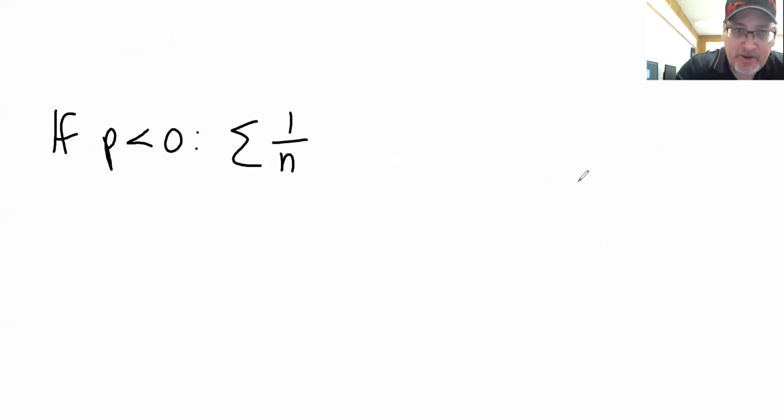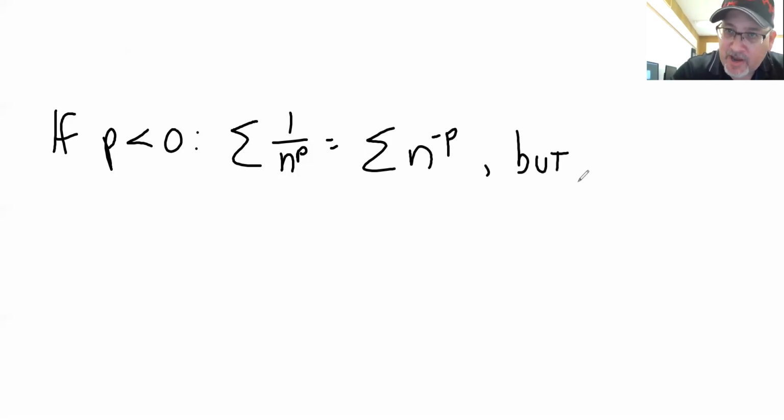Let's start with if p is less than 0. Then the sum of 1 over n to the p, and I'm going to leave off the 1 to infinity, we're assuming it's there, would equal the sum of n to the negative p power. But negative p would be greater than 0, because p is less than 0, so it's negative, and the opposite is positive.